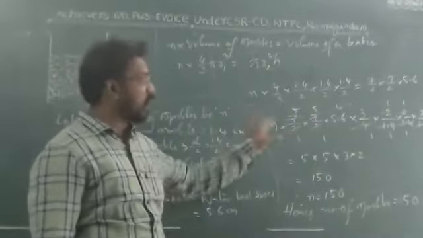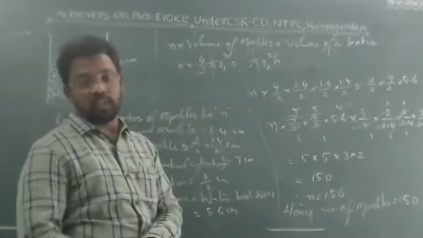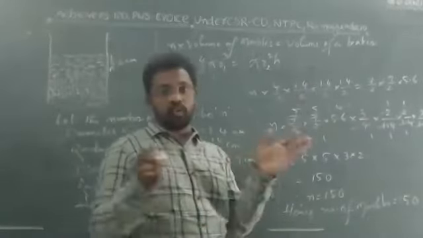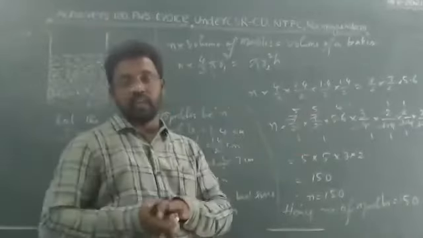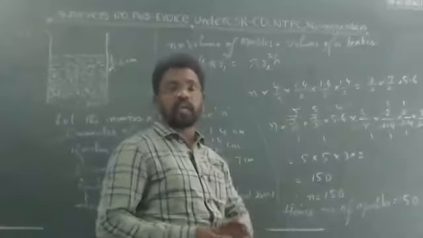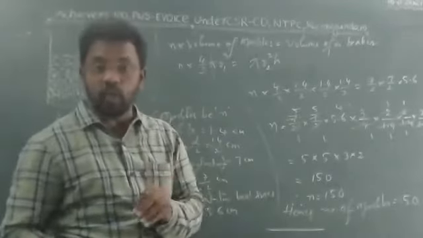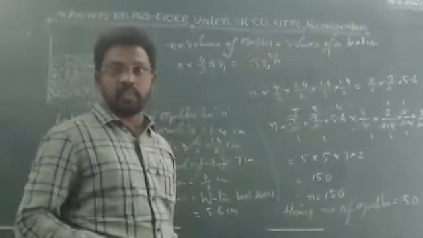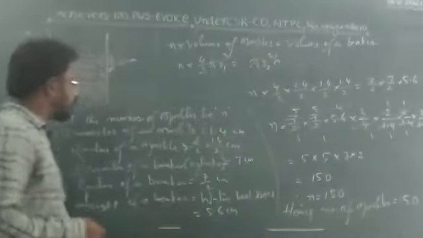You have to make the calculation simple. If you do the multiplication 4 into 1.4 into 1.4, you will get something like 10.736, and it is highly impossible to do that. So calculation is most important, and you have to go with simple calculations like this.